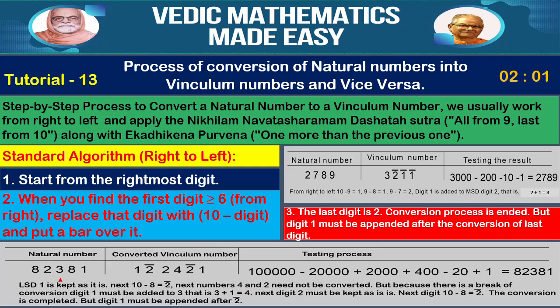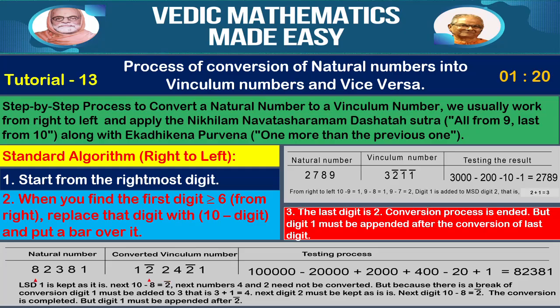100th place digit is 3. Yes, friends, it is less than 6. It must be kept as it is. But look at the digit next to 3. It is 2. This also should not be converted. But because the conversion process is broken after converting 8, its next digit must be increased by 1. That gives 3 plus 1 is equal to 4. As explained, its next digit 2 must be kept as it is.